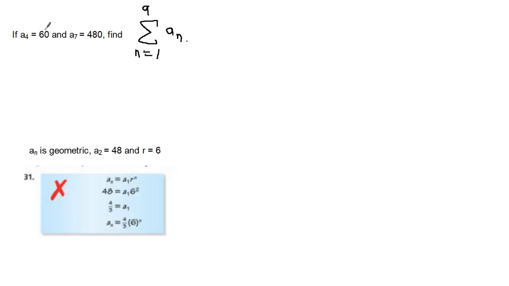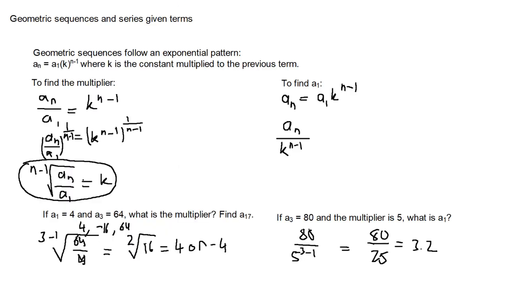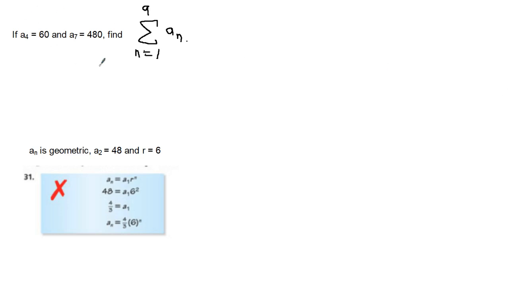So if a sub 4 is 60 and a sub 7 is 480, then find the sum from n equals 1 to 9 of a sub n, right? I forgot to put a formula, but the formula for this one is actually a sub 1 times 1 minus r to the n over 1 minus r.